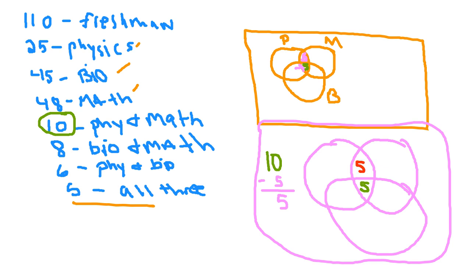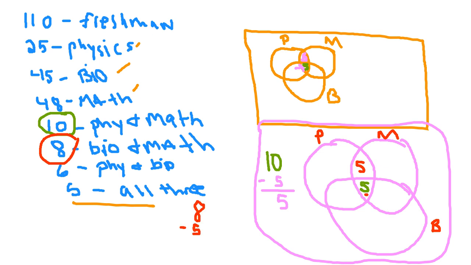So that's physics, math, and biology. So now let's look at biology and math. So 8 students took biology and math, but we already have 5 sitting in here. So if we take the difference, 8 minus 5, that gives us 3. So we can write 3 in here.